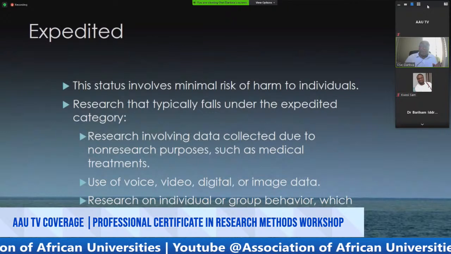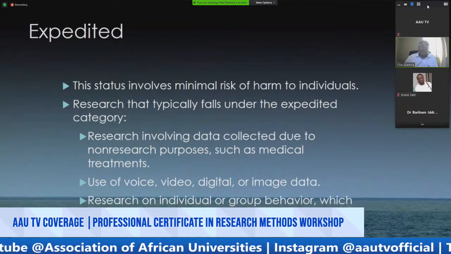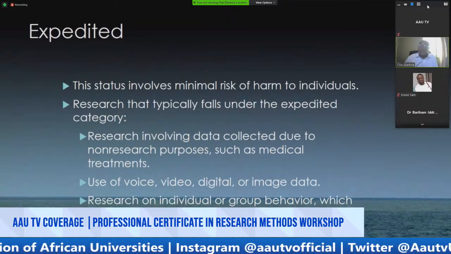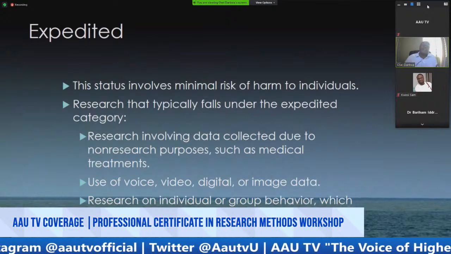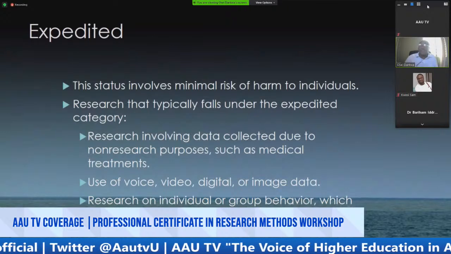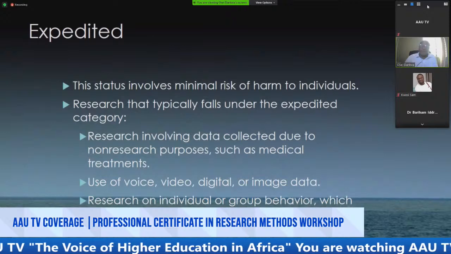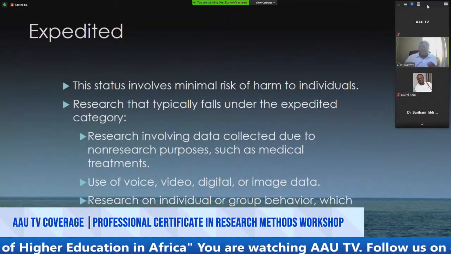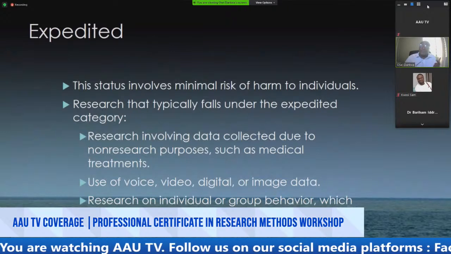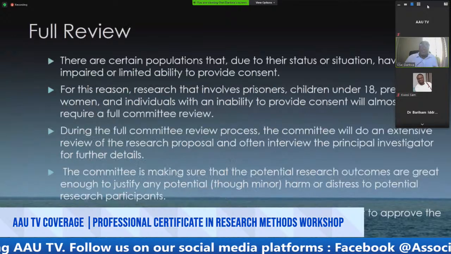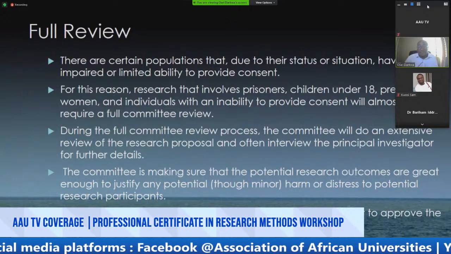Again, the risk is what? Minimal. Research on individual group behavior, which includes surveys, interview, oral history, focus group, program evaluation, quality assurance, you can apply for expedited. Expedited, depending on the nature of your research instrument, may take a little over a month to review and get a response and get the approval, as long as you address all the issues that there are. So that's the second level of review. First is exempt, second is expedited, and the third is full review. Again, it is the level of risk involved.